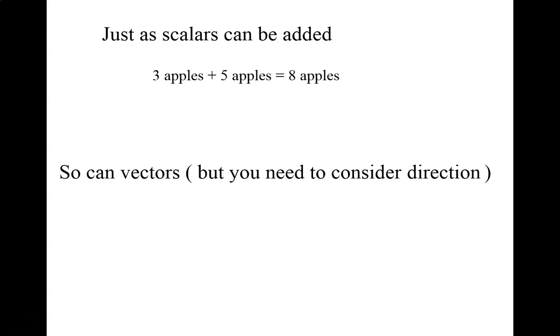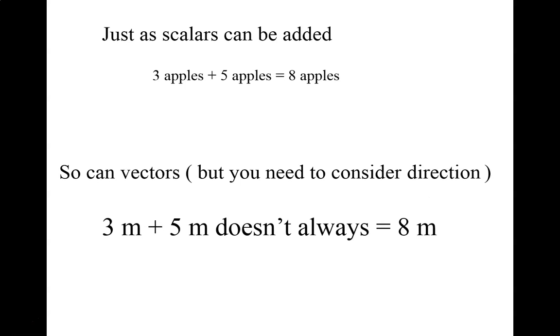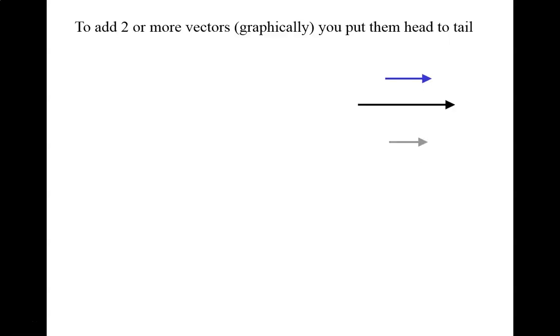And just like normal numbers can be added, 3 plus 5 equals 8, vectors can also be added, but they're not necessarily as simple, because you have to take into account the direction. So 3 meters plus 5 meters doesn't always mean that you're going to end up 8 meters away from where you started, depending on the direction that you went in both cases.